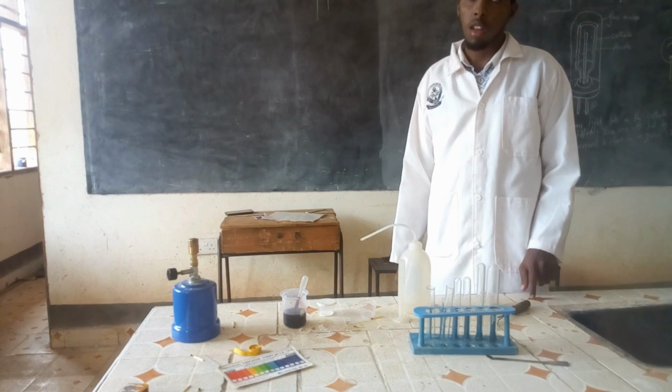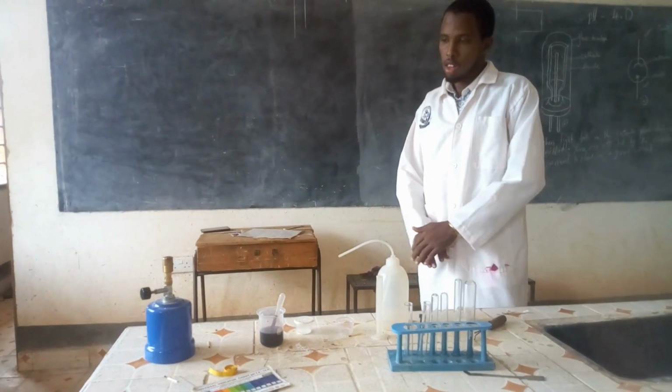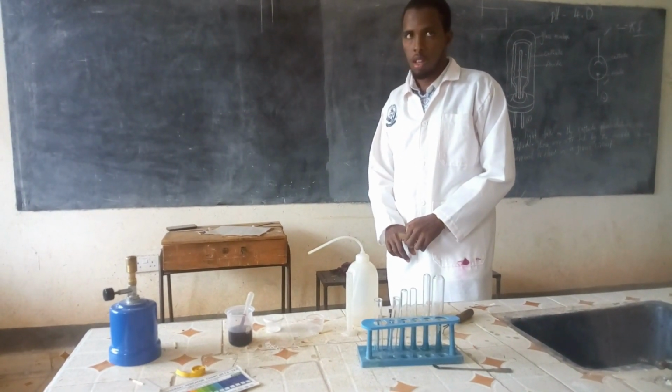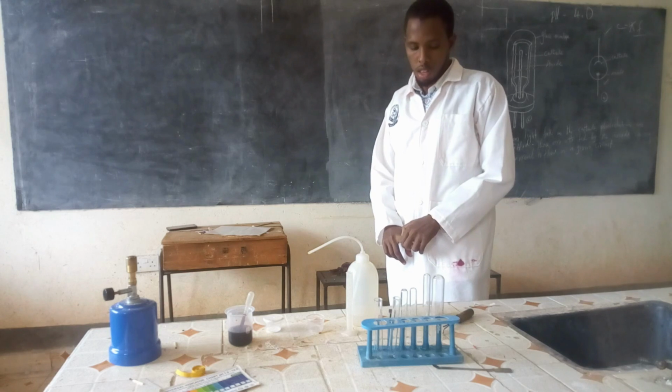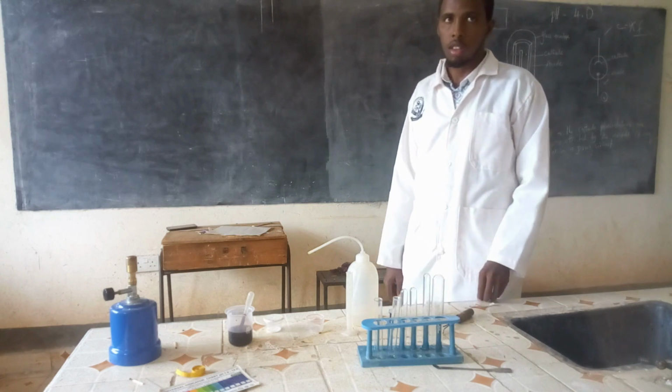The inference: remember, students, that any organic compound that burns with a yellow sooty flame means it has either a double or a triple covalent bond. So you are supposed to illustrate a double bond as well as a triple bond.